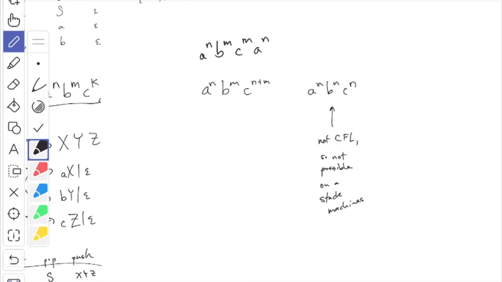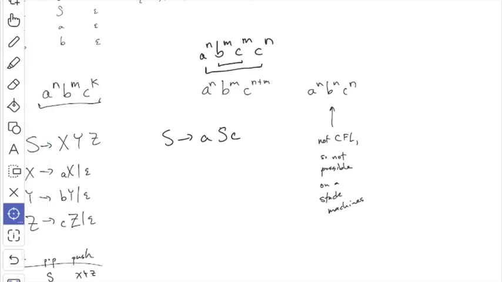C to the n. That's the same, right? Only it's a little more obvious how to balance them out. The b's and the c's balance, and the a's and the c's balance. So I would do something like S goes to A, S, C. So this, if you do over and over again, you generate the outer A's and the matching C's.